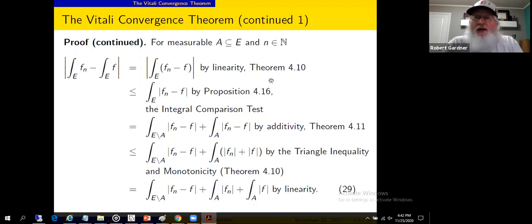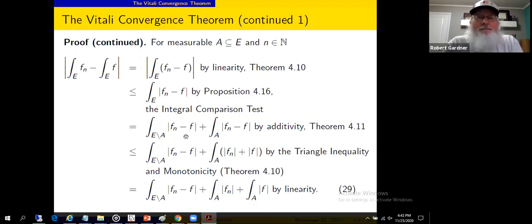So by linearity applied to integrable functions, the difference of the integrals is the integral of the difference. All that happens within an absolute value. You can take that absolute value inside the integral by the integral comparison test, which allowed us to do that kind of computation.